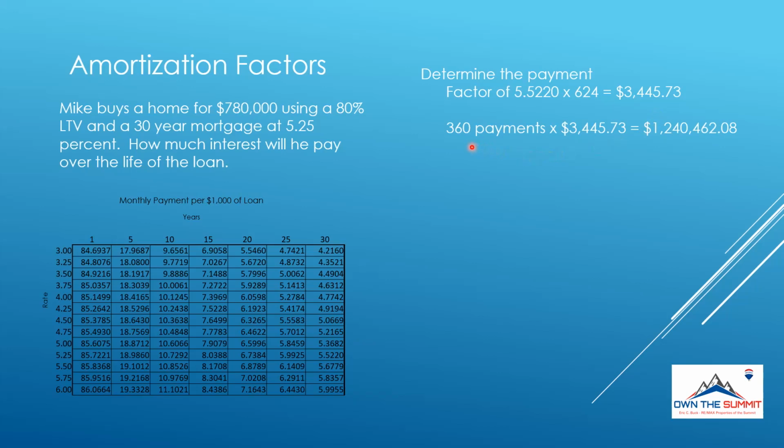Now we look at the number of payments. We've got 30 years at 12 payments a year, so that's 360 total payments that we're making, each payment being $3,445.73. We end up paying $1,240,462.08 over the life of the loan. Now, the original loan was $624,000. So what's the difference between the two? It's the amount of interest he paid.